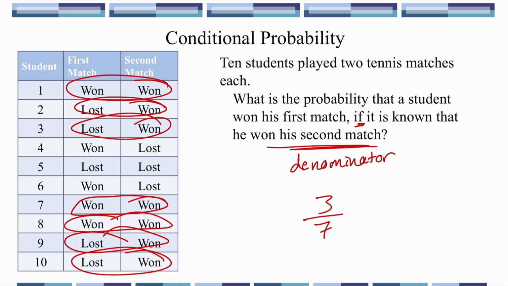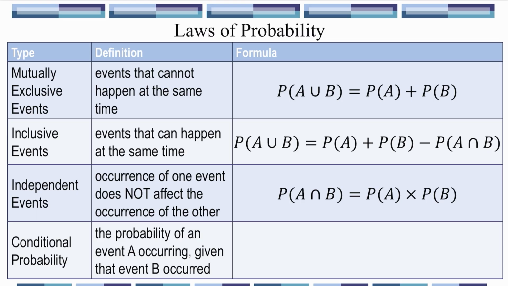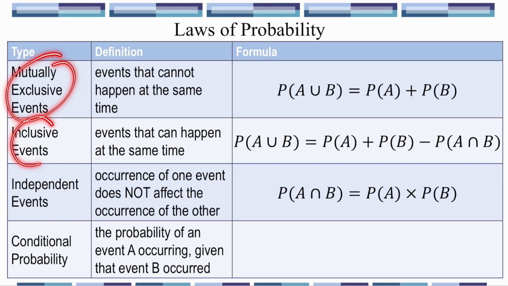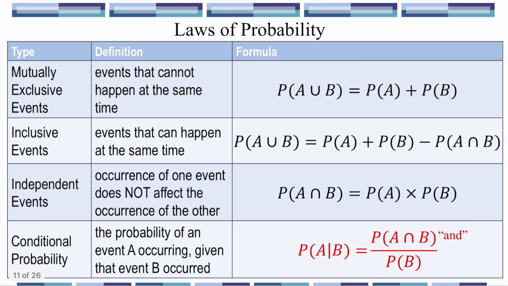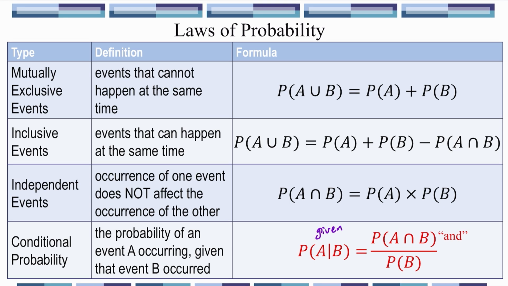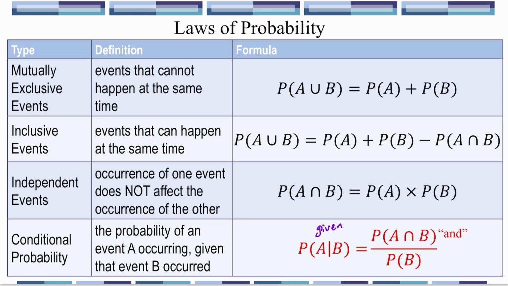And that's conditional probability. So for our laws of probability, these are some of the laws. You might have these in your notes. For mutually exclusive and inclusive and independent, these were covered in previous lessons. So for conditional probability, the formula is this. You're going to have P of A, and then you have this vertical bar here, and this would translate to the word given. So the probability of A given B is going to be equal to the probability of A intersect B, remember that's going to be the word and when they're intersecting, divided by the probability of B. So that's our formula for conditional probability.